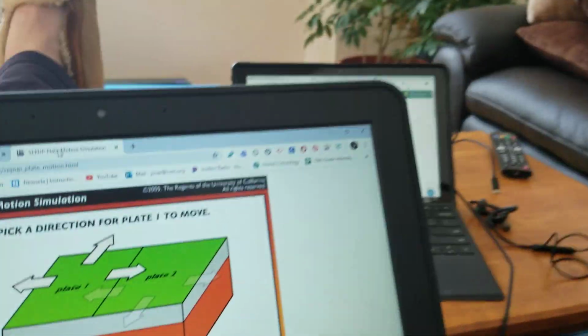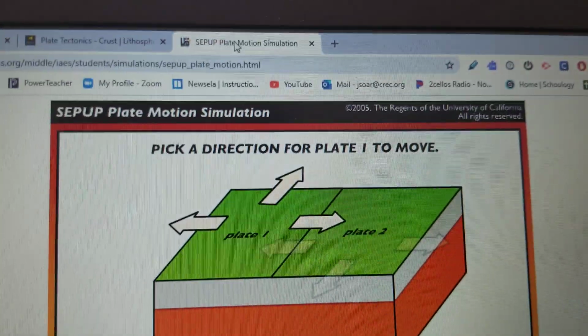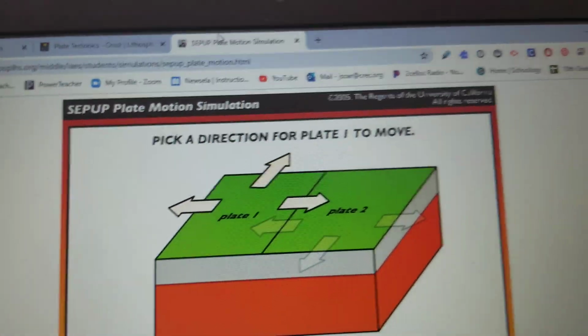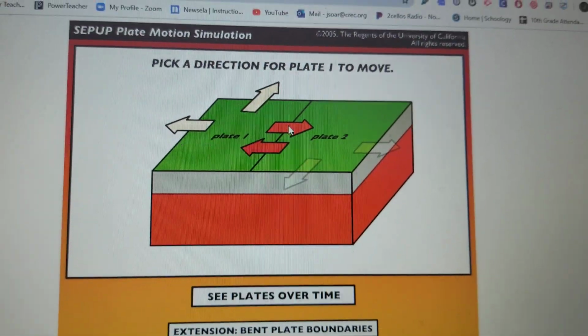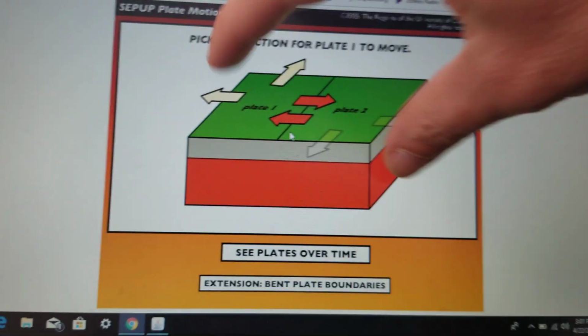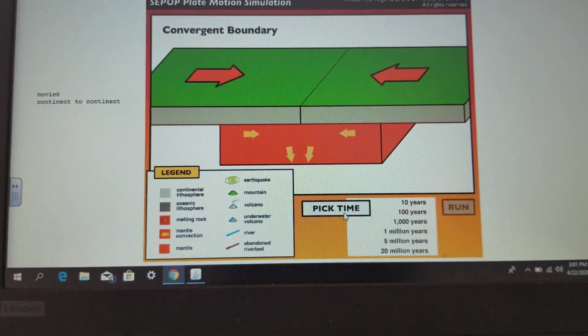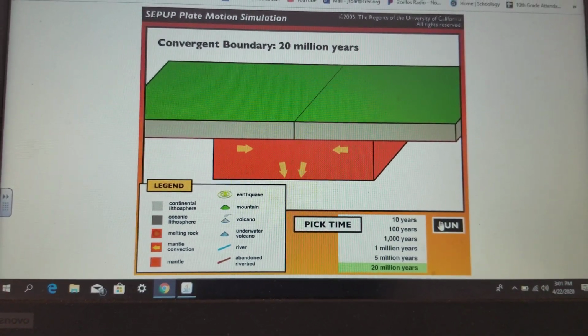All right. First, here we've got the Step Up Plate Motion Simulation software. What we're gonna do is combine these two plates. When you click this here, they're colliding together, right? We're gonna see these plates over time. We're going to pick the time, 200 million years ago, and we're going to hit run.